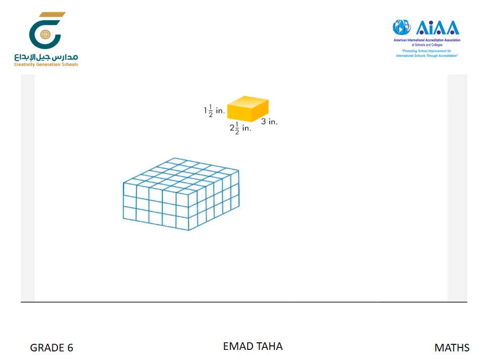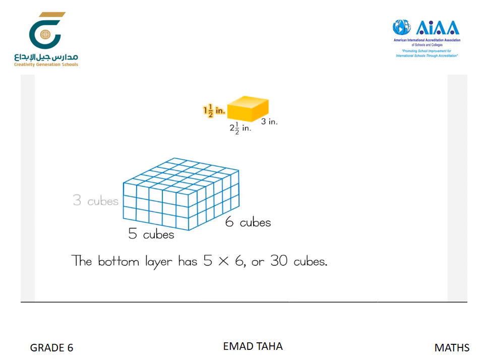First, they draw a model to show the cubes. Since the prism is 2 1/2 inches long, 5 half-inch cubes can fit along its length. Since the prism is 3 inches wide, 6 half-inch cubes fit along its width. So the bottom layer of the prism has 5 times 6, or 30 half-inch cubes. Since the prism is 1 1/2 inches high, it is 3 half-inch cubes high. So the prism has 30 times 3, or 90 half-inch cubes in it.